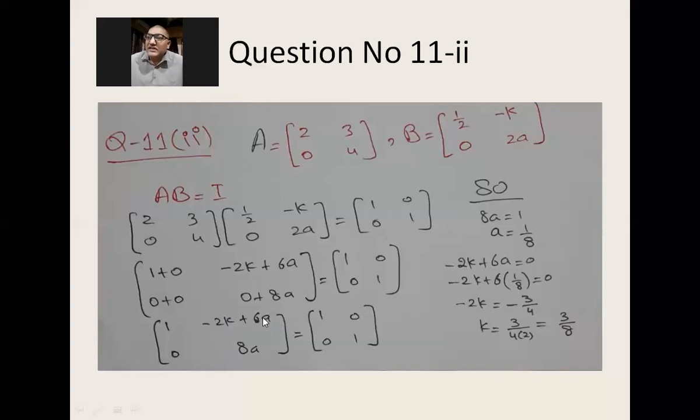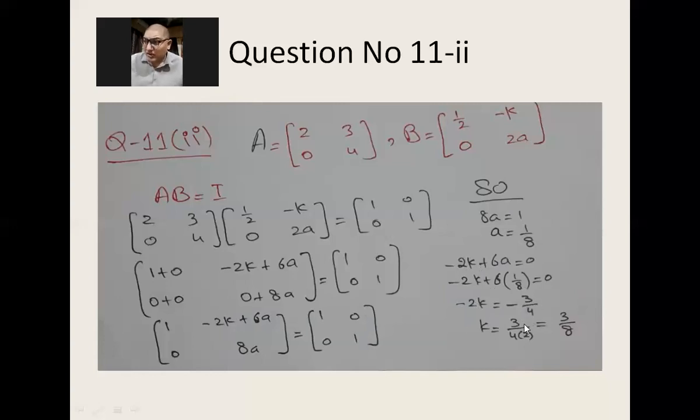Now I compare this member with this member. So you will have minus 2k plus 6a equals to 0. Minus 2k plus 6, I know the value of a, that is 1 by 8, equals 0. So this will become 3 by 4. It's adding here. We take it to the other side, it will subtract. So you will have minus 2k equals to minus 3 by 4.